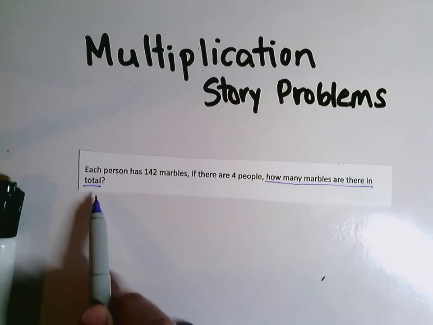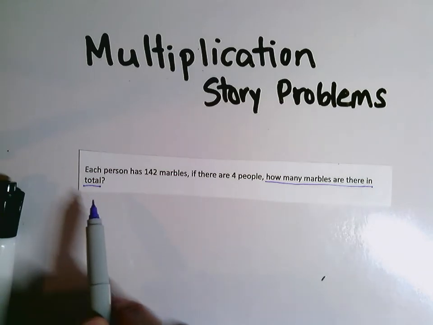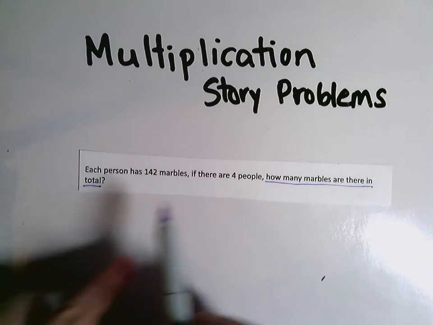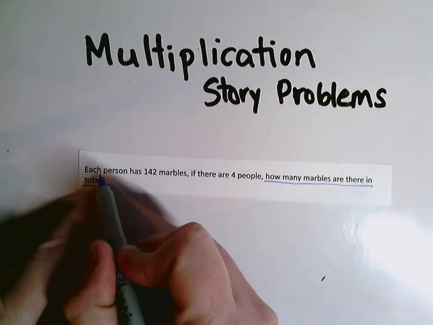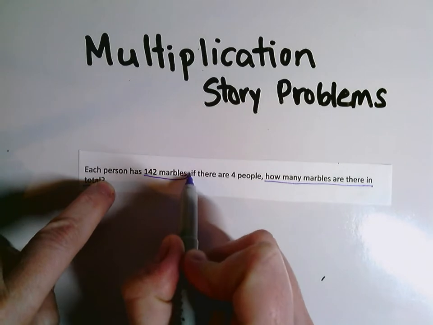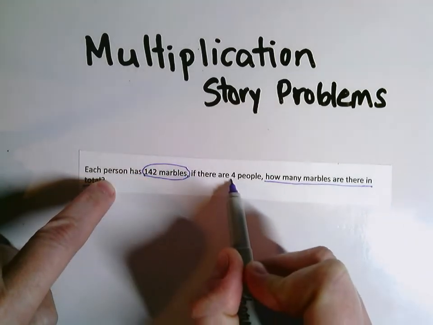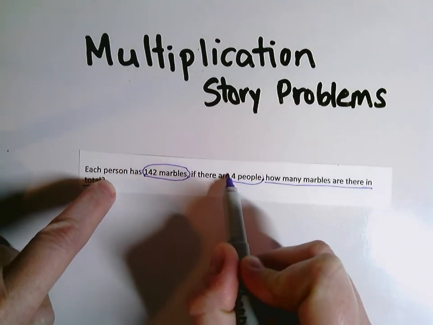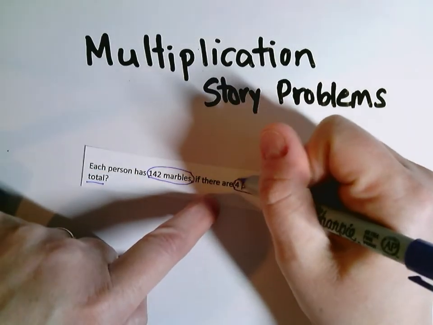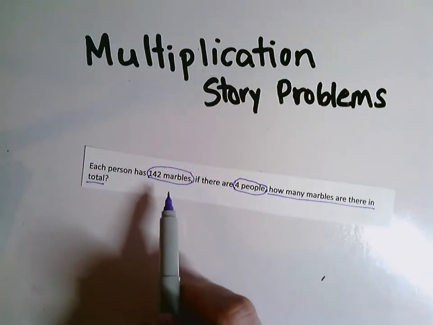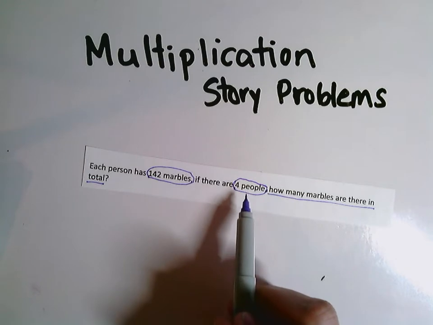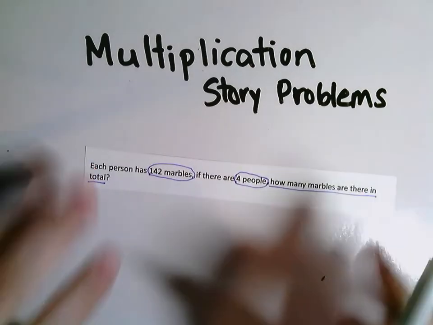Well, in order to figure out how many marbles we have in total, let's find out what it tells me about the marbles. It tells me that each person has 142 marbles and that there's 4 people. So I'm going to circle that important information. Okay, I know I'm going to need to use 142 marbles, and I know I'm going to need to know that there's 4 people to find out how many marbles there are in total.